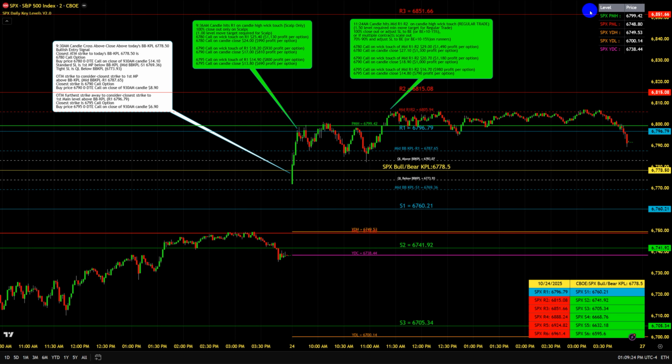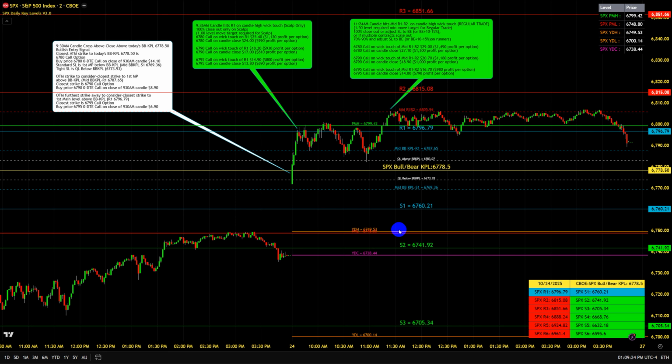Okay, so also you'll see a second table here which has the SPX PMH, SPX PML, SPX YDH, SPX YDL, and SPX YDC key levels. And you can also see those levels here on their respective price levels as far as their individual line labels. So what these represent is the PMH is the pre-market high for today's session. For SPX, the pre-market low is the PML, which is down here, and it's very close to the YDH.